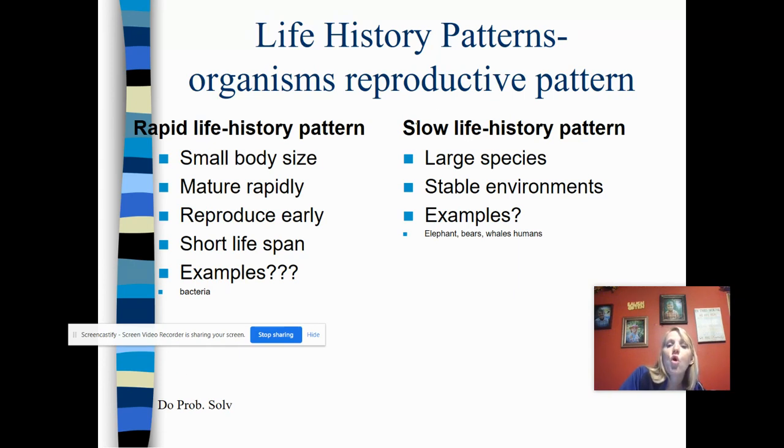A slow life history pattern would be the large species, those that take forever to grow and to get to reproductive age. Some sharks take 25 years before they can reproduce. Elephants, bears, whales, humans, all of those. So they're very large species and they take a long time to reproduce.